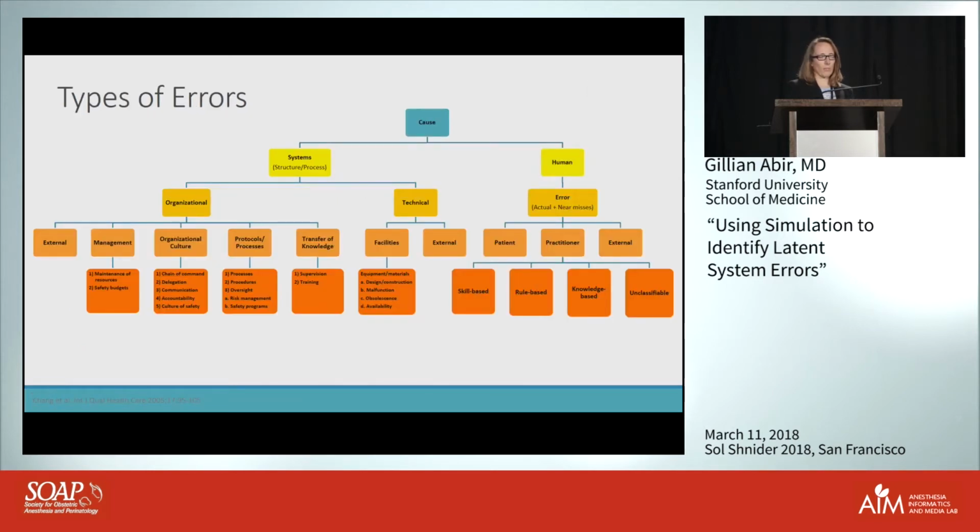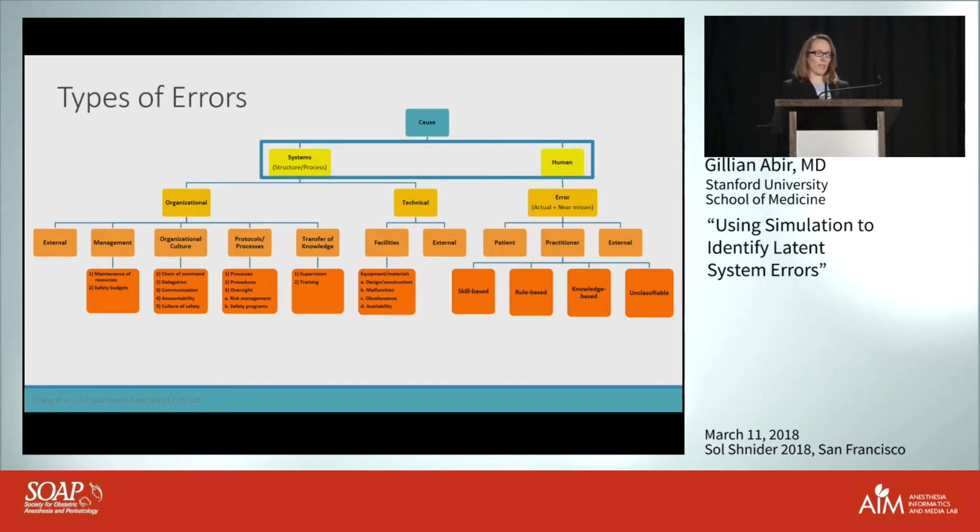So this slide is a little bit busy, and I don't expect you to be able to read all the fine print, but it's just to emphasize the importance of having a system of categorization and using a common language so we all understand what we're all talking about between institutions, between different groups of specialties.